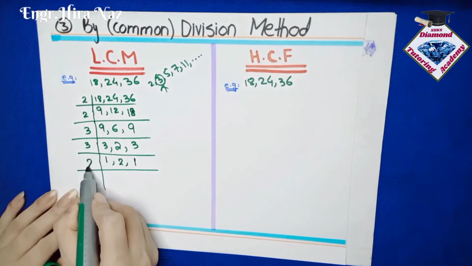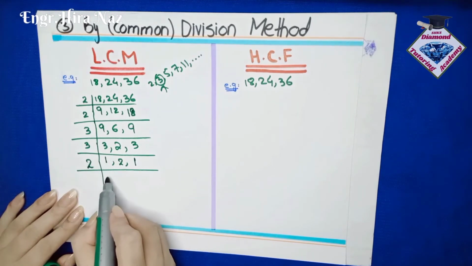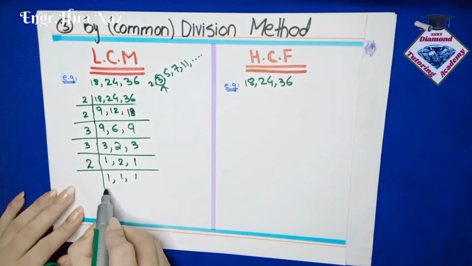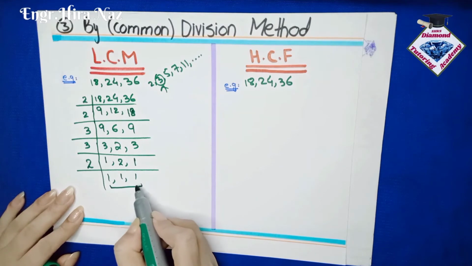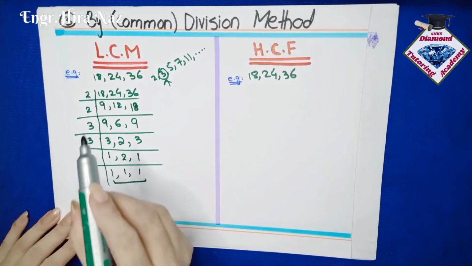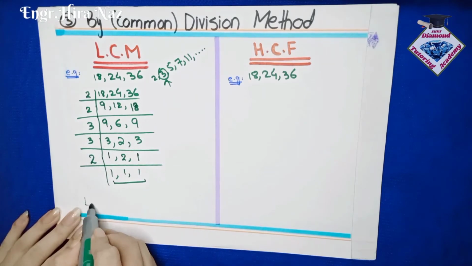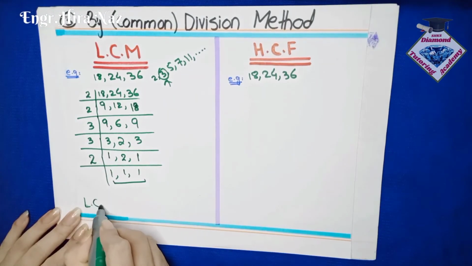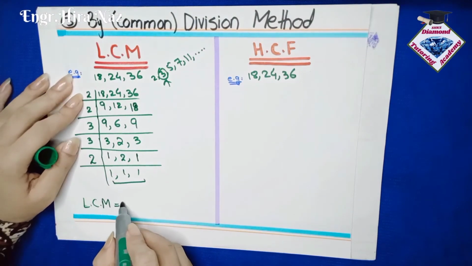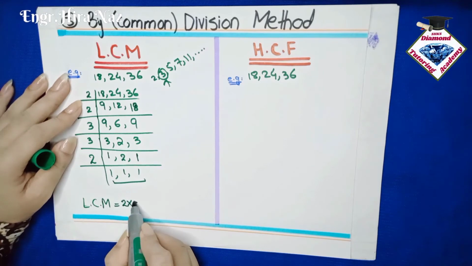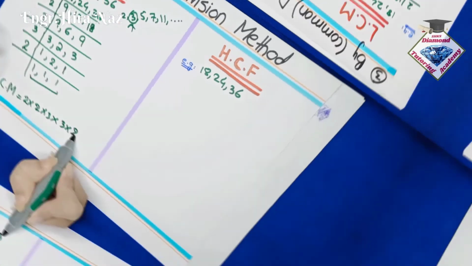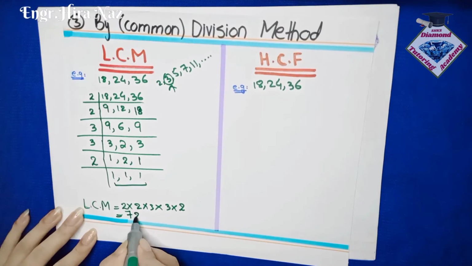Now we have to take 2 as divisor to divide this 2. 2 times 1 is 2 and 1. Whenever you have 1 as remainder, you are done with your division. Now in this case, what is your LCM? Your LCM is the product of all divisors. Divisors in this case are 2, 2, 3, 3 and 2. So we have 72 as our LCM.